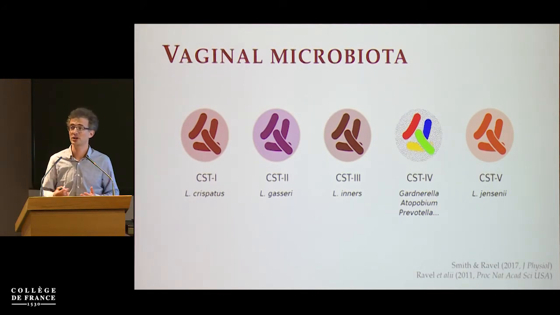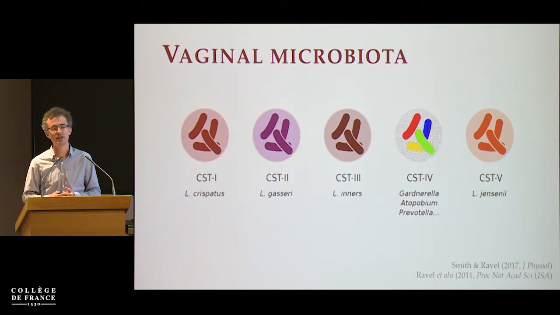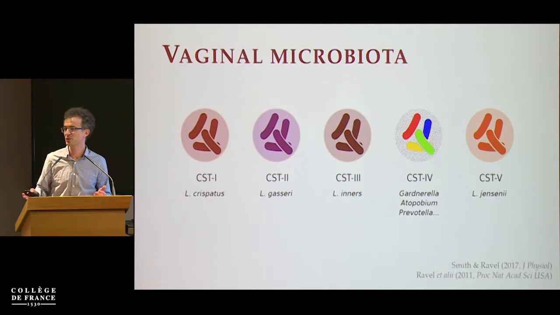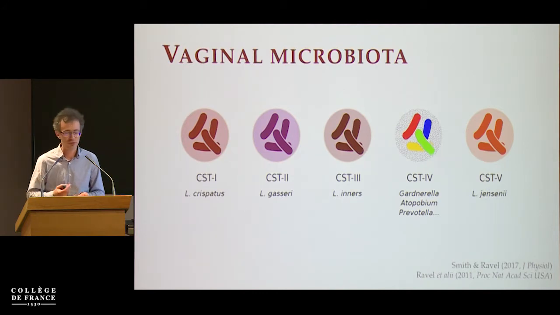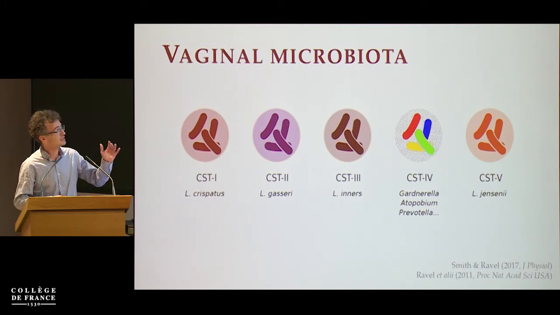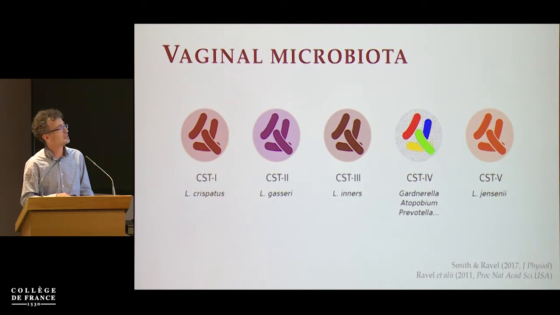So in the gut microbiota, to make things extremely simplistic, a healthy gut microbiota is extremely diverse, and a dysbiotic gut microbiota has low diversity. With the vaginal microbiota, it's the opposite. Jacques Ravel has shown you have 5 main communities. CST stands for community state types. And 4 of these communities are strongly dominated by one species of lactobacillus, a gram-positive bacteria.